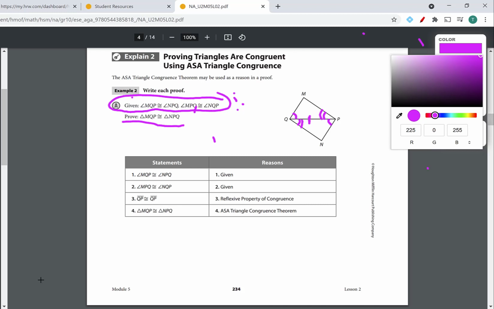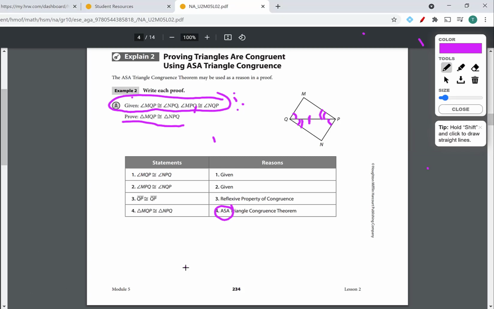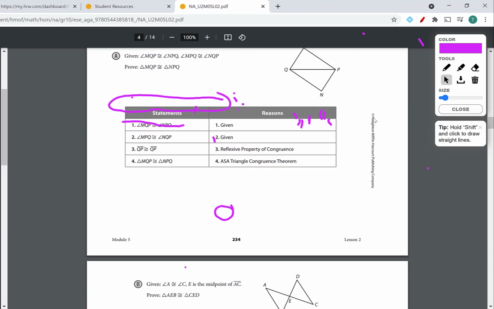We are trying to prove that these two triangles are congruent, and we now know that information because we have two sets of congruent angles, and the side that's in between those two angles, the included side, is also congruent. So the triangles are congruent by angle, side, angle. So let's look at an example from start to finish on the next page.